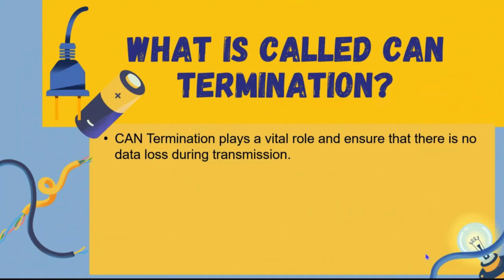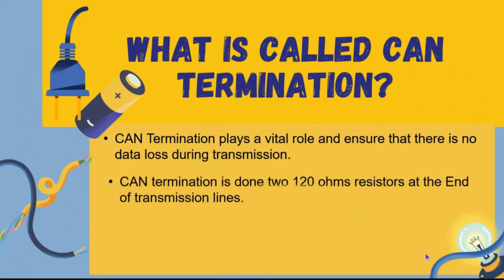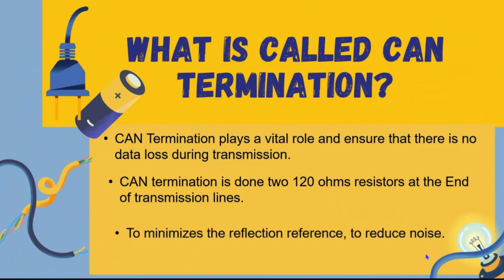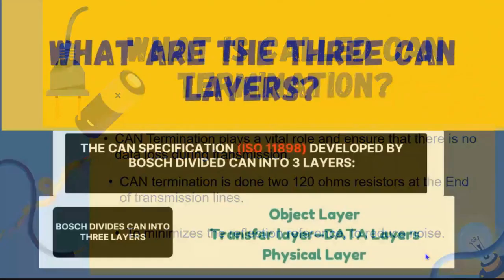What is called a CAN terminal? CAN transmission plays a vital role and ensures that there is no data loss during the transmission. At the CAN terminals, we configure a 120 ohm resistor at the end of the transmission lines to ensure that data is received and transmitted efficiently. To minimize reflections and reduce noise, we use the 120 ohms between the two terminals.